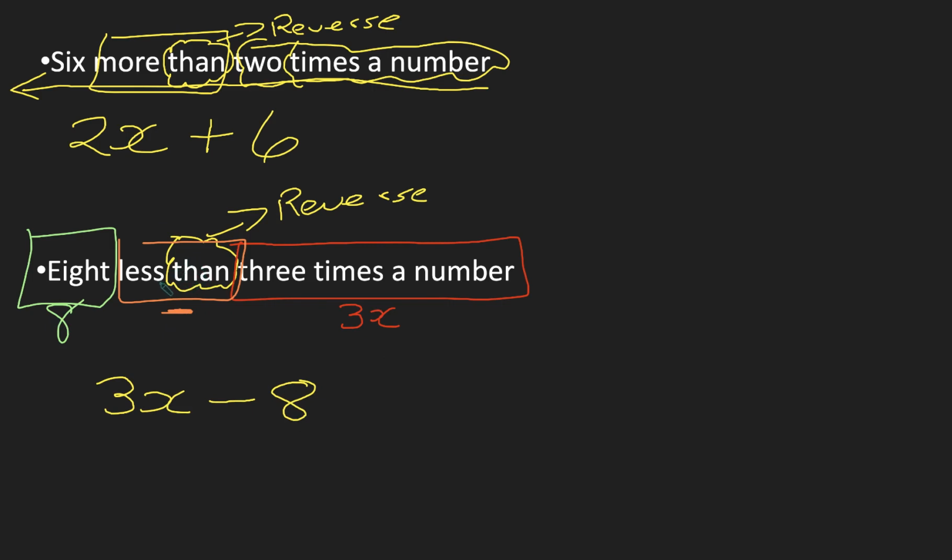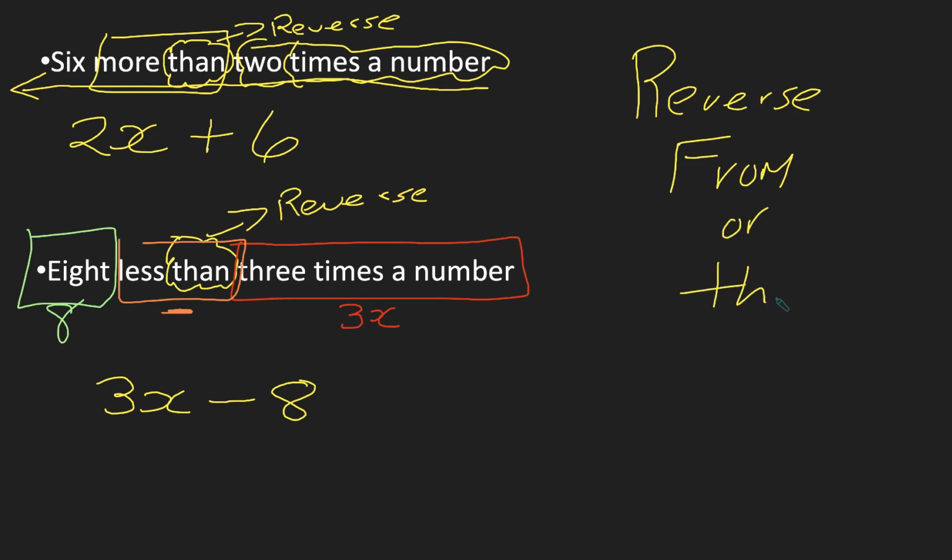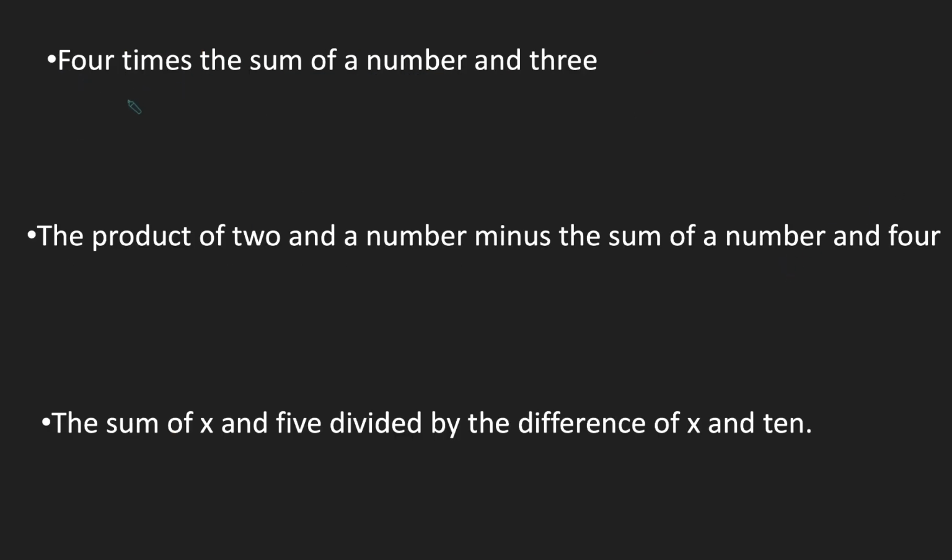So whenever you read your expression, look for those keywords that tell you, oh, I need to reverse the order. You reverse for the words from, or if you see the word than, then you reverse your order. Okay, now sometimes you need to use parentheses.